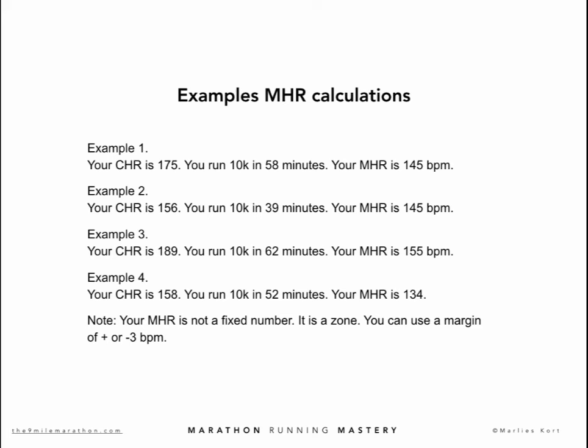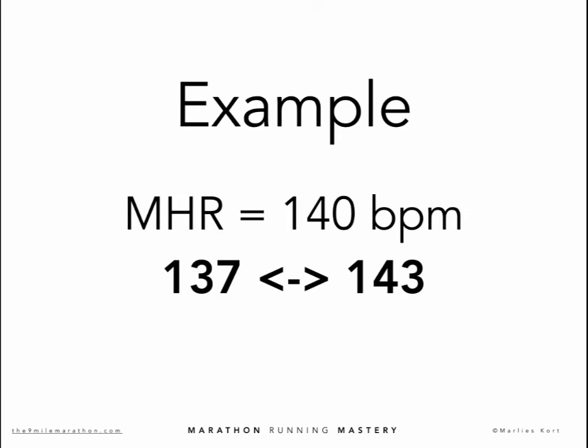Your MHR is not a fixed number. It's a zone. You can use a margin of plus or minus 3 BPM. Let me give you an example. When your MHR is calculated at 140 BPM and you feel you have to constantly push to get there, it is safe to stay at the low side, like 138 BPM, and vice versa. When you feel like you have to hold back all the time, you can safely add 2 or 3 heartbeats. In that case, when your MHR is calculated at 140 BPM, it is okay to stay at the high side and run at 142 or 143 BPM.